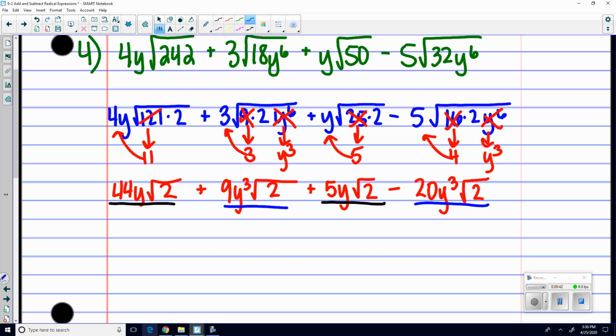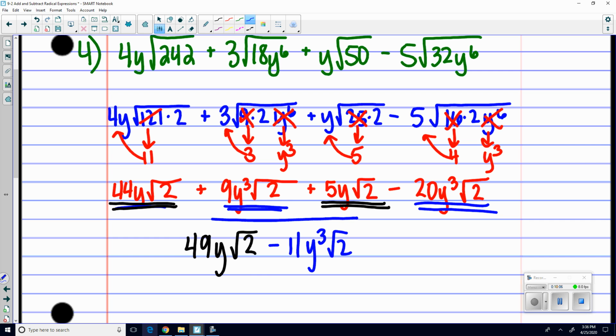So let's combine our y's first. 44 plus 5 would give me 49, and those were both y's, square root of 2. And let's combine our y cubes. 9y cubed minus 20 would give me minus 11, and those were y cubed square root of 2.